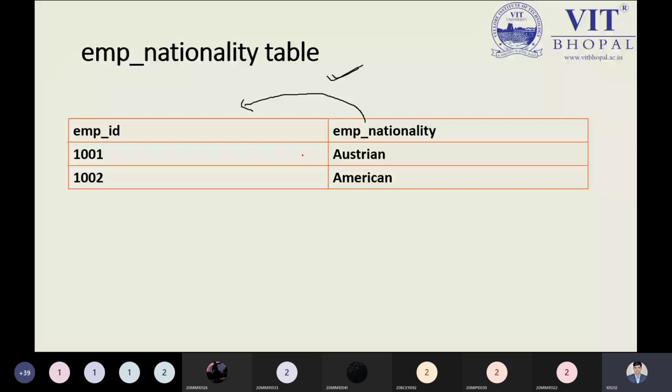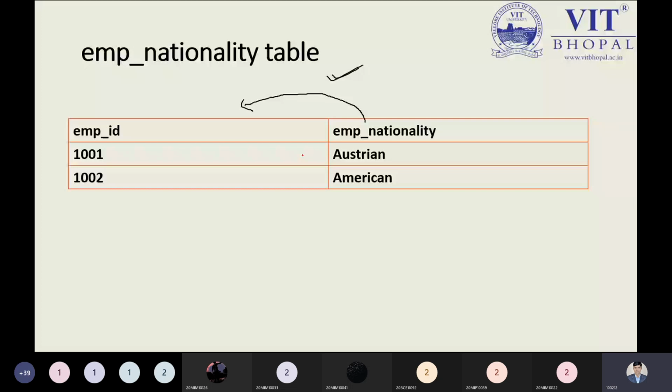Employee nationality will depend on the employee ID as per our particular table. So you can observe over here, yes, you have observed over here, the employee ID which belongs to 1001 is followed by the Australian nationality. If we're talking about the 1002 employee ID, that satisfies the American nationality. So that is the reason we can say this will be identified by the employee nationality.